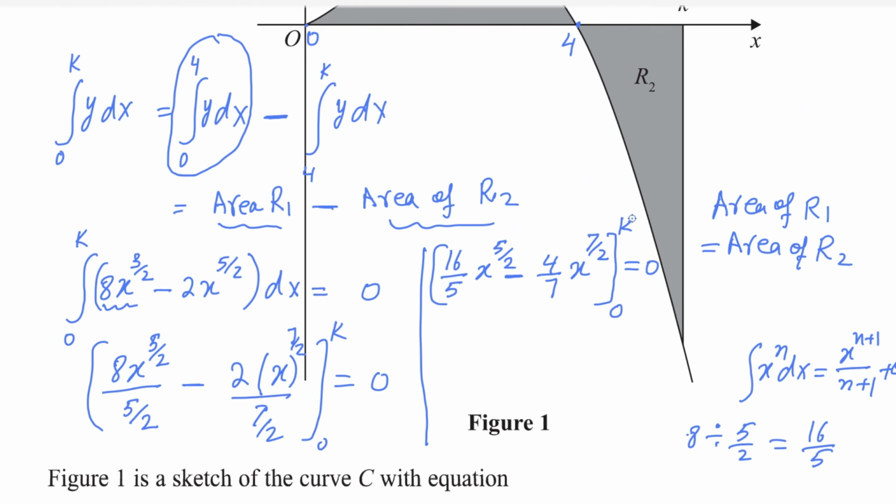As per the rule, how to apply the limits? We apply the upper limit over here. We get the answer 16 over 5 k to the power 5 over 2 minus 4 over 7 k to the power 7 over 2. Once you apply this 0 here, because everything is 0, both values will be 0. Minus, you apply the lower limit, but the answer will be 0. I am writing only 0 here. So it will be equal to 0.